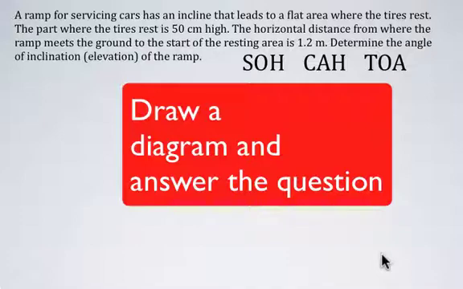Now, angle of inclination you'll see in a number of textbooks and resources. That just means angle of elevation. So the two are used interchangeably. What you need to know is you want to know what this angle of elevation is as the cars go up the ramp.